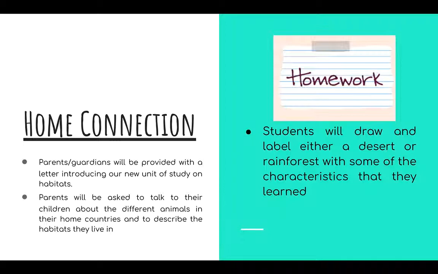For homework, students will draw and label either a desert or rainforest with some of the characteristics that they learned. For our home connection, parents and guardians will be provided with a letter introducing our new unit of study on habitats. Parents will be asked to talk to their children about the different animals in their home countries and to describe the habitats they live in. This will allow the students to make a connection between the content learned in school and their personal backgrounds.